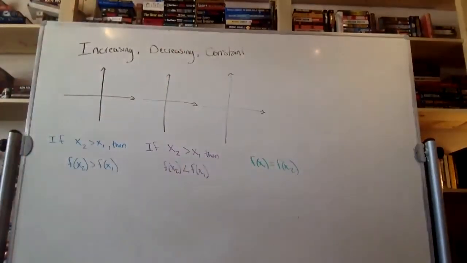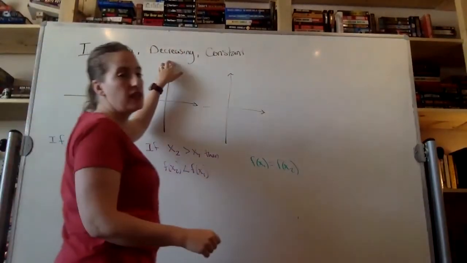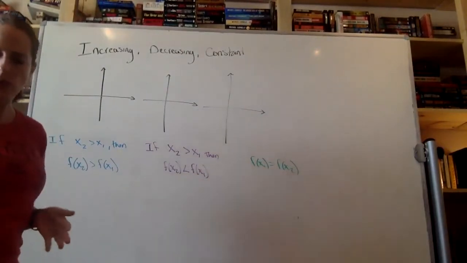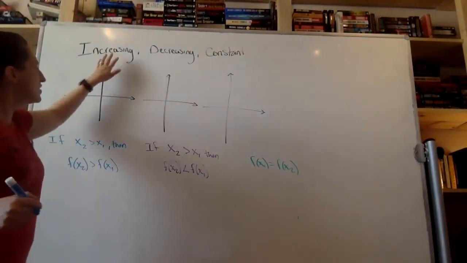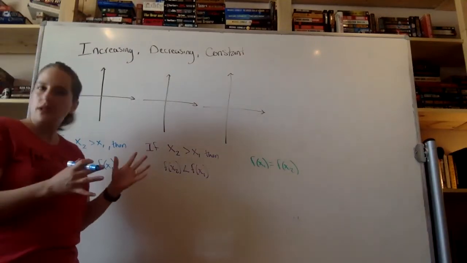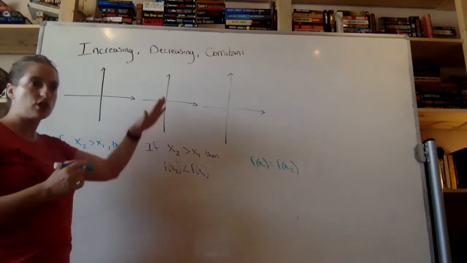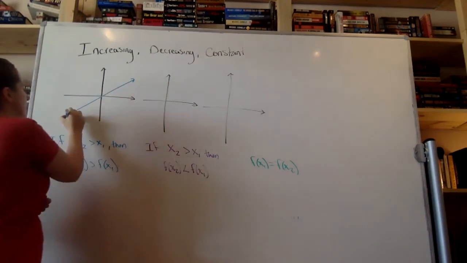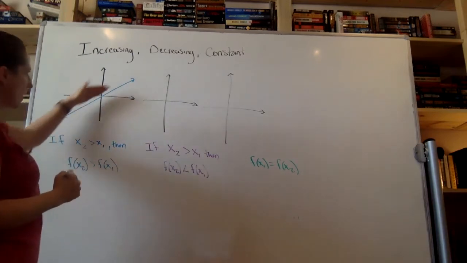All right, so now I want to talk about the ideas of increasing, decreasing, and constant. And these have to do with what a function is doing, okay? So a function that is increasing means getting bigger. So kind of colloquially, we say a function is increasing if it's going up. So for example, here is an example of a function that is increasing or getting bigger.